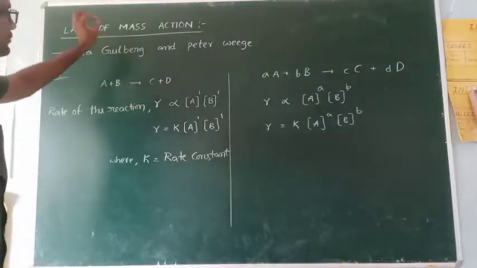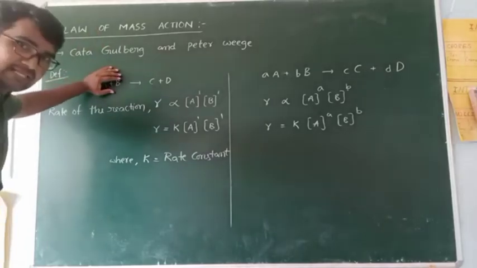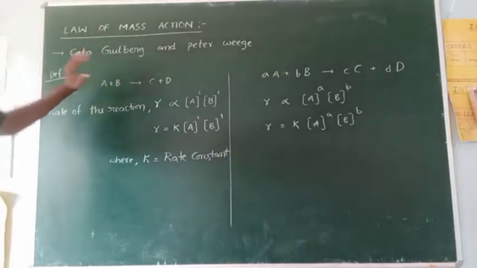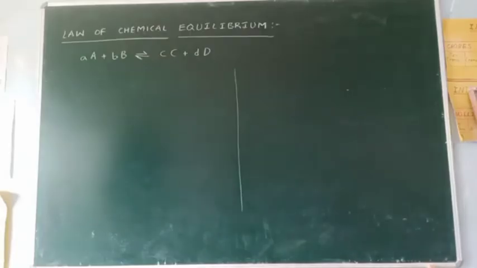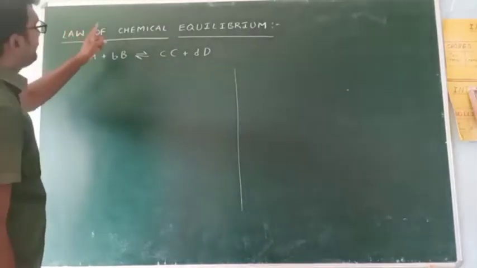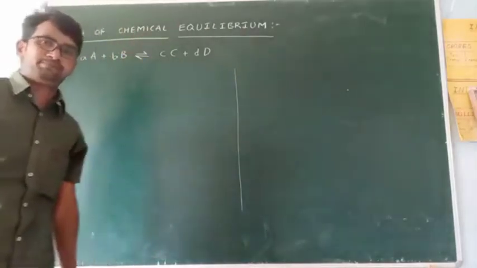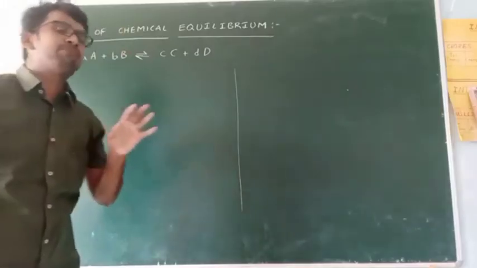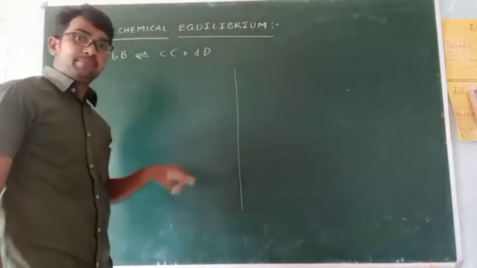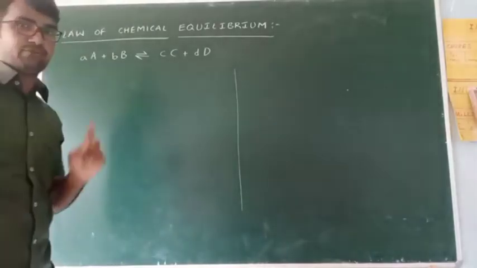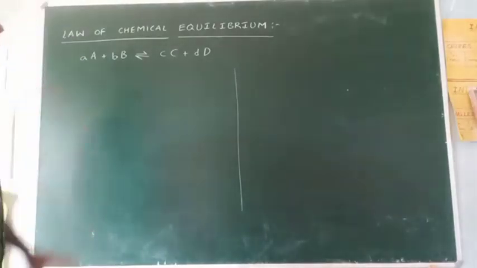So the law of mass action only depends upon the concentration of the reactants. Now, law of chemical equilibrium. Actually, in the law of mass action only one single reaction is taken. But in chemical equilibrium, two reactions are there: one is the forward reaction and the other one is the backward reaction.